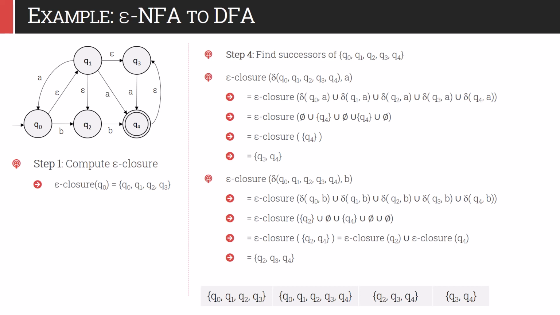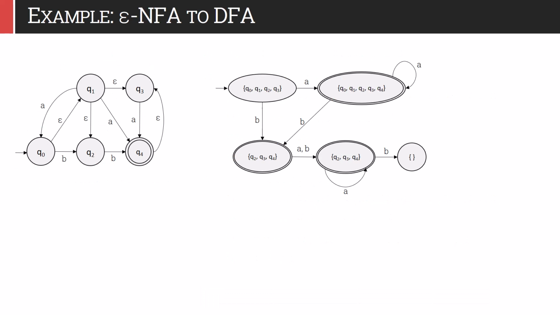Now, based on the states and transitions we have generated, we can draw the DFA like this. Initially from Q0, Q1, Q2, Q3, when we read A, it goes to Q0, Q1, Q2, Q3, Q4, and on reading B, it goes to Q2, Q3, Q4. Likewise, we can add subsequent arcs, and finally we can produce the desired DFA.